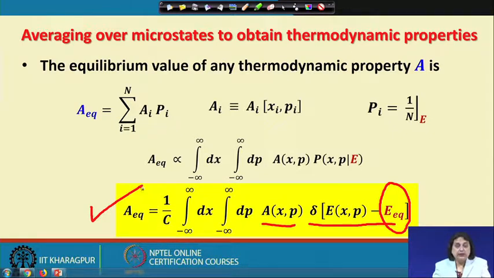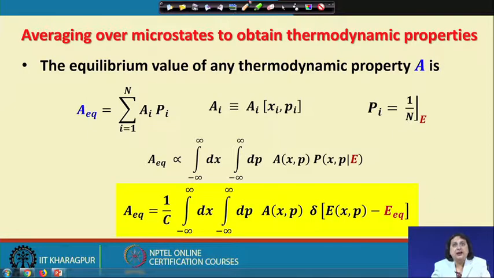So, once I know this, then obviously I would understand that if I have information regarding the microscopic states of the system, I should be able to find out the equilibrium properties, just as I have done in the case of the quantum systems. Starting from the quantum mechanical model of the microscopic state, we could obtain the thermodynamic properties.